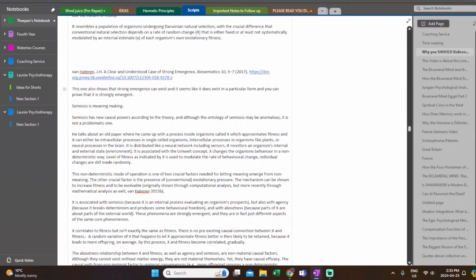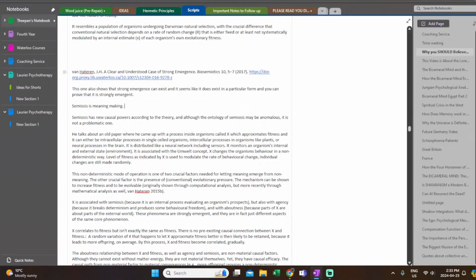Okay, so this paper talks about semiosis, and semiosis is simply meaning making. Not always in the context of language, sometimes in the context of making meaning of your environment, for example, using your perceptions to make meaning of your environment. Or making meaning out of biological goals, like it's meaningful to eat or meaningful to reproduce.